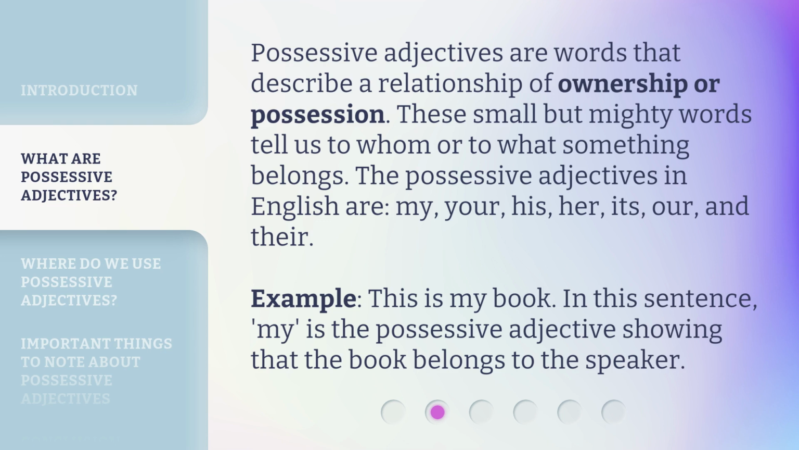Possessive adjectives are words that describe a relationship of ownership or possession. These small but mighty words tell us to whom or to what something belongs. The possessive adjectives in English are my, your, his, her, its, our, and their. Example: this is my book. In this sentence, my is the possessive adjective showing that the book belongs to the speaker.